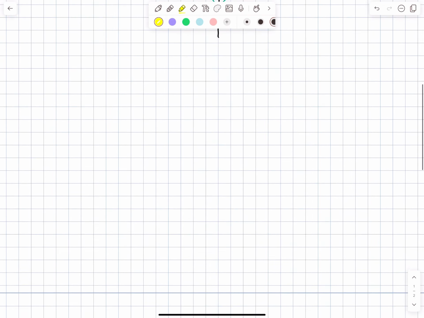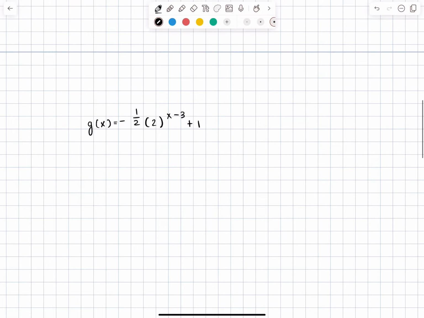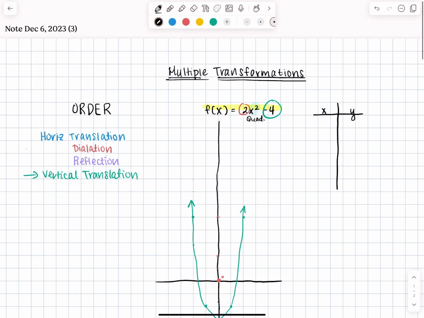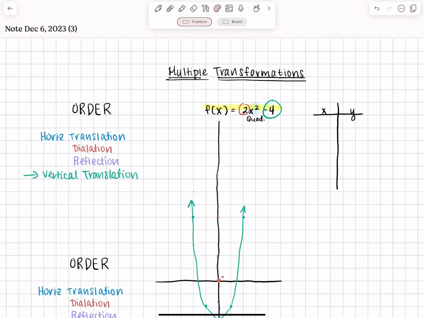Now let's do another one. Let's do this over here: g of x equals negative 1 over 2 times 2 to the x minus 3, plus 1. We have the order over here, so let's bring that down.